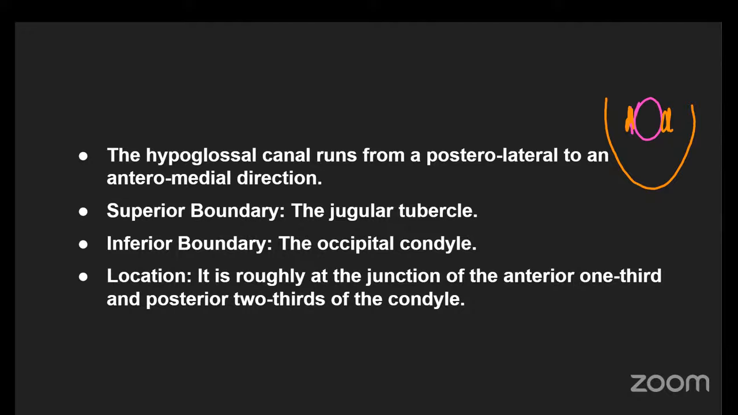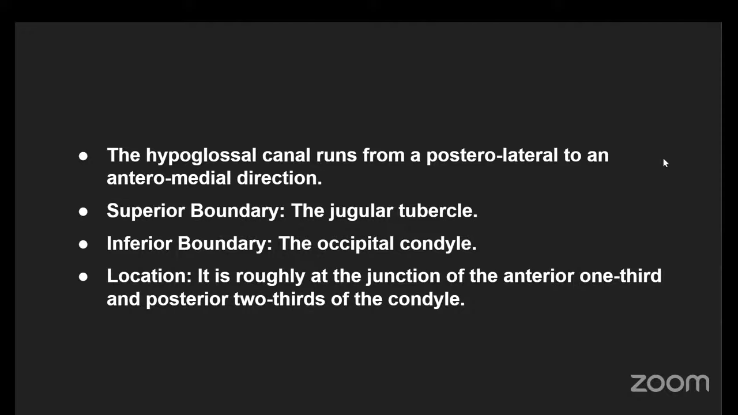So what is the direction going to be? Posterolateral to anteromedial. The direction is going to be like this. We are starting from a posterolateral side, going to the anteromedial side. There is an illustration ahead that I'm going to show you. What is the superior boundary? The jugular tubercle. The inferior boundary, the occipital condyle. If you remember this, perfect. If you don't, do not fret. I'm going to upload a PDF which is going to review all the approach. The location is roughly at the junction of the anterior one-third and the posterior two-thirds of the condyle.